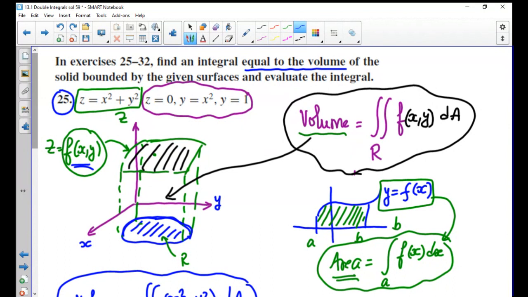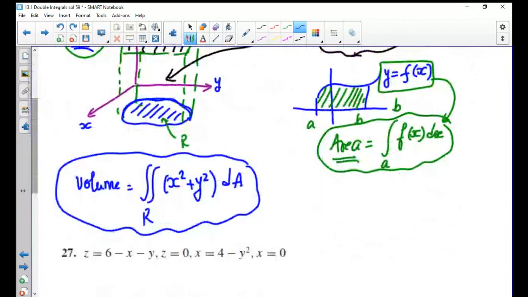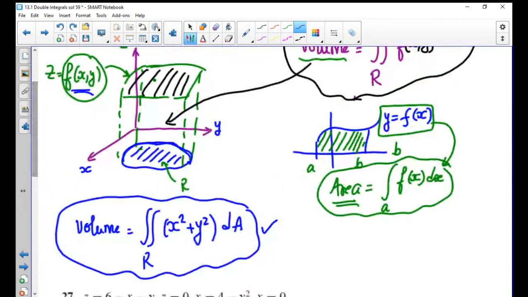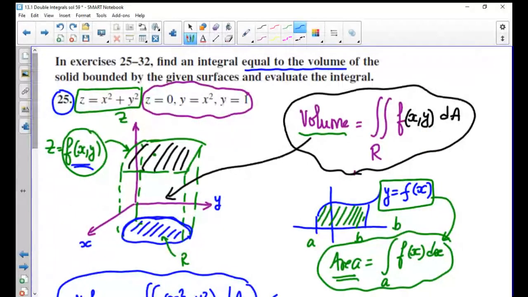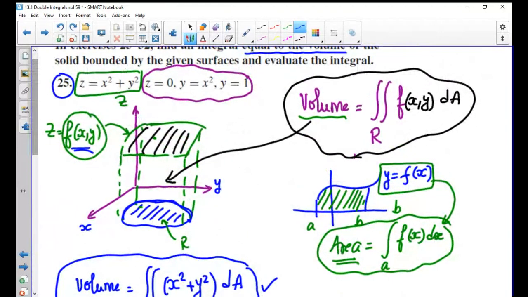Okay. Now, if we want to evaluate this integral, we want to find the value of this integral, then what's the first step we need to do here? Yeah, we need to basically graph the region R. We know how to find double integrals, but we need the region R. We need to find it.